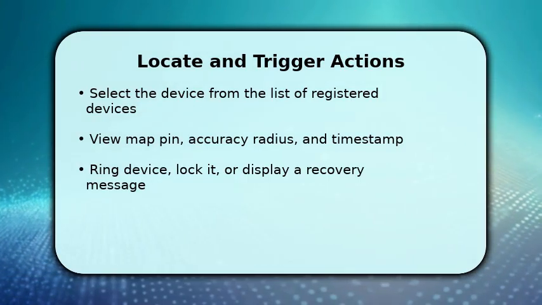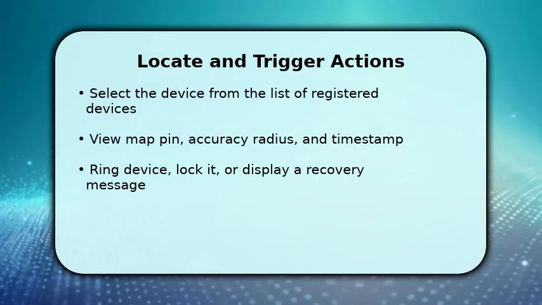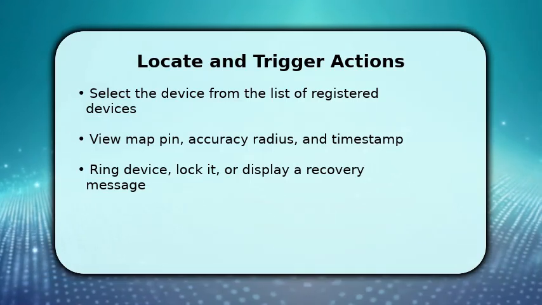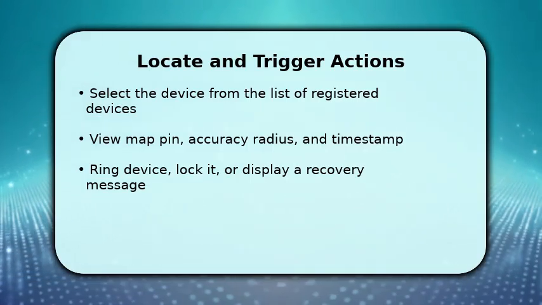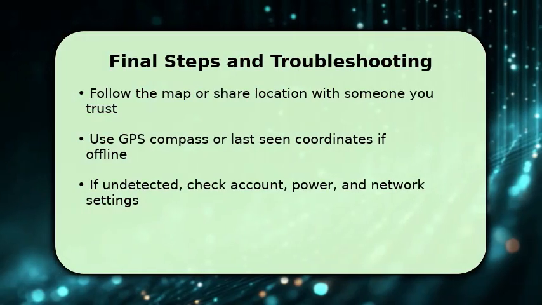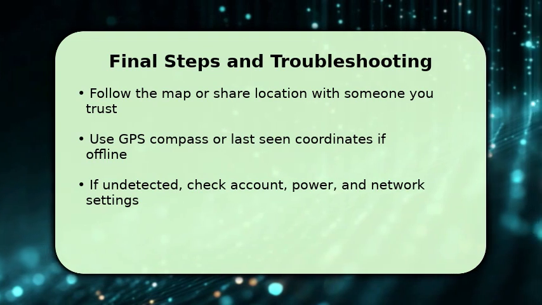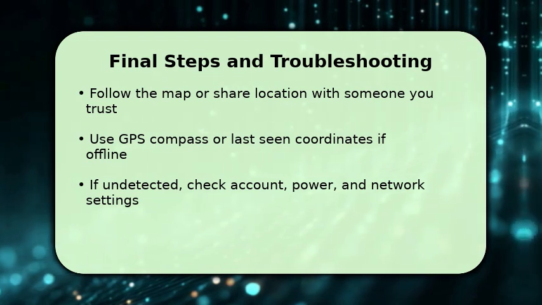Then use built-in actions. Ring the phone to help you hear it, lock it to prevent access, or display a recovery message with contact info so a finder can reach you. For final steps, follow the map direction or share the location with a trusted contact to retrieve the phone safely. Make sure you do not confront anyone in a risky situation.